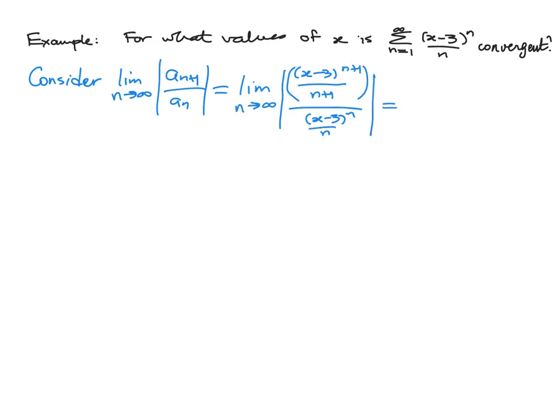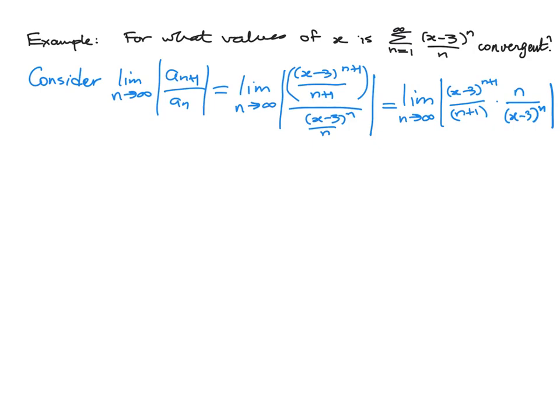Now, I cannot get rid of the absolute values here because I don't know what x is. So it may make that negative, it may make that positive. I have no idea, so I have to leave the absolute value in these limits. So it's going to equal the limit as n approaches infinity of the absolute value of, I'm going to leave the x minus 3 to the n plus 1 and the n plus 1 alone, times, now I take the reciprocal of the bottom fraction, so n over x minus 3 to the n.